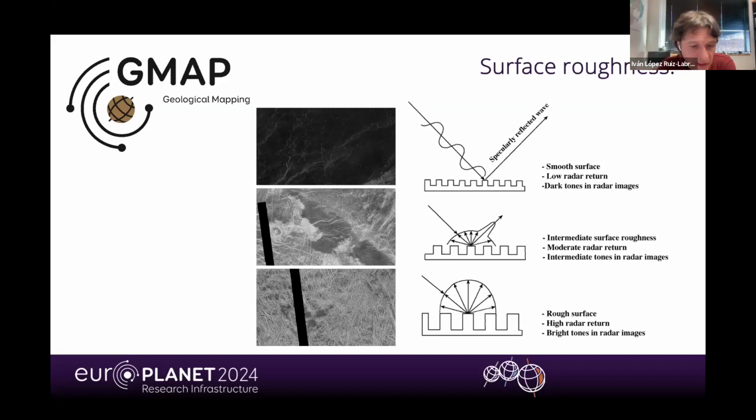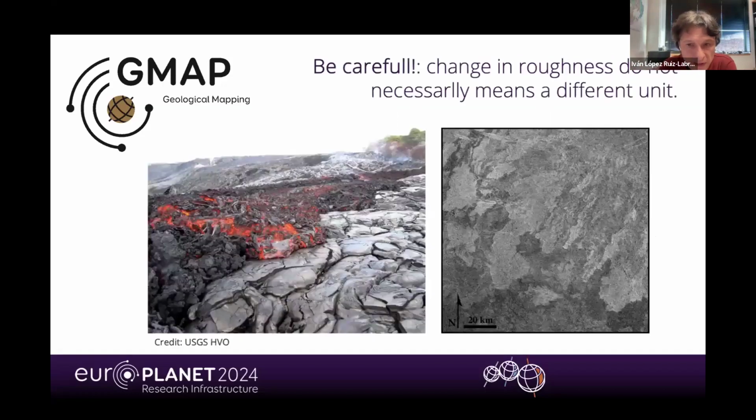One thing that is important and that we are going to stress is that a different texture does not necessarily mean that we have a different unit or a different material. And we are going to see a very clear example of this. For example, on Earth, when you have a volcanic eruption, the flows that are close to the volcano, that are hotter and have a high emission rate, flow very well and produce the so-called pahoehoe lavas that are very smooth and that in a radar image are going to be dark.